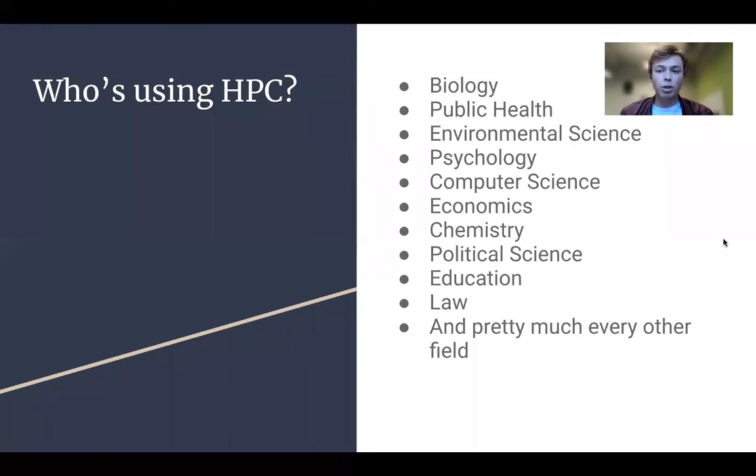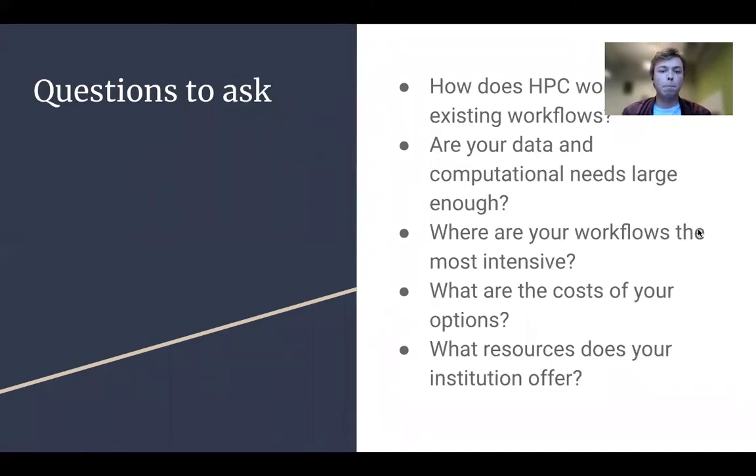Slide. That's why so many researchers are adopting high performance and remote computing. This is just a partial list of some of the fields we've had come in over the past few months for consultations: biology, public health, environmental science, economics, chemistry, and so many more. Researchers in virtually every field are adopting these strategies to go beyond their personal machines and take advantage of modern advances in computing technology.